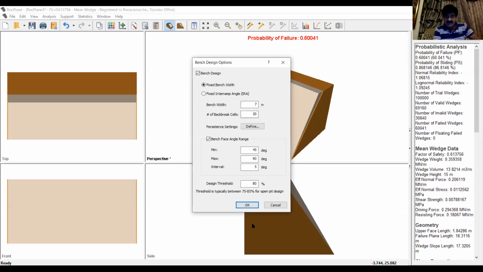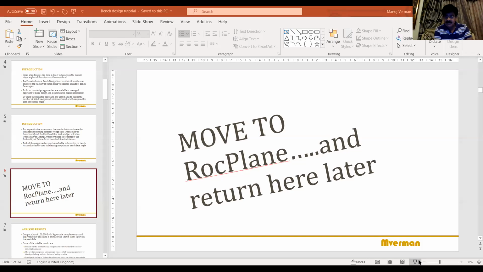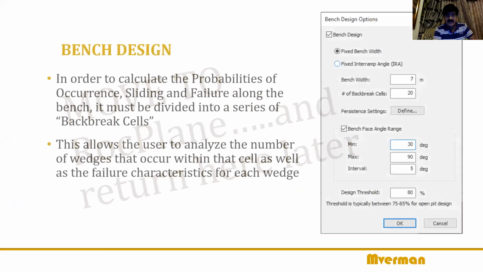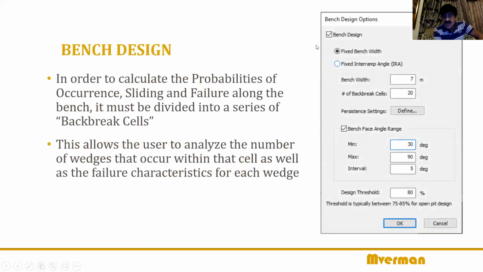Can I go back to the presentation once more? Let me stop the share and go back to that presentation. And move forward. This is what you just saw. This dialog box just opened there, and we chose fixed bench width and specified 7. And for back break cells, we got stuck here. So we need to understand what a back break cell is.